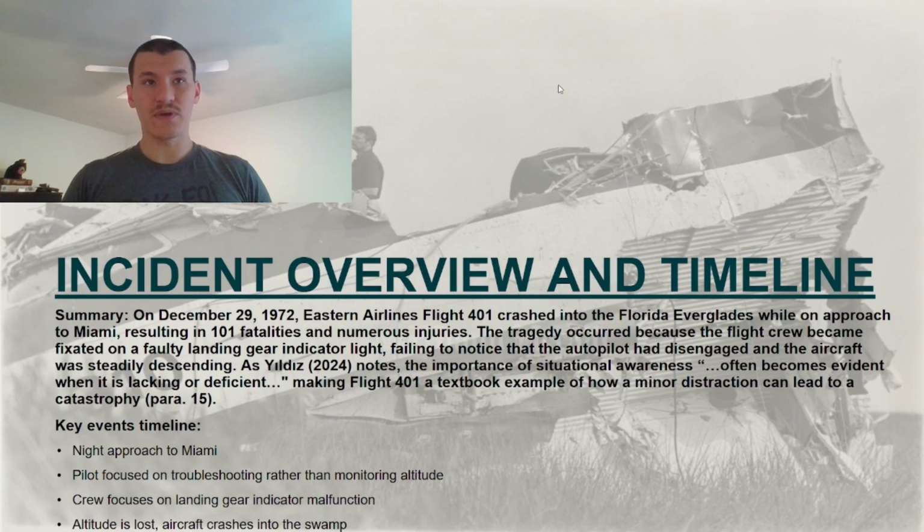So, for the incident overview and timeline, on December 29th, 1972, Eastern Airlines Flight 401 crashed into the Florida Everglades while on approach to Miami. This resulted in 101 fatalities and numerous injuries. The tragedy occurred because the flight crew became so fixated on a faulty landing gear indicator light, failing to notice that the autopilot had been disengaged and that the aircraft was steadily descending. As Yildiz 2024 notes, the importance of situational awareness often becomes evident when it is lacking or deficient, marking Flight 401 as a textbook example of how a minor distraction leads to such a catastrophe.